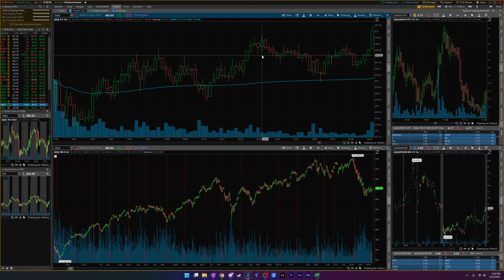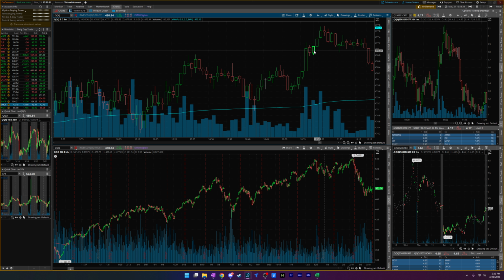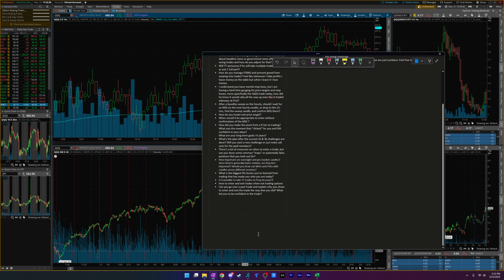If we would have reversed here on options, you would have missed my exit because I said 1.9. I'm saying assuming we reversed, but we ended up actually hitting that exit. So if you're trading the stock, it's a lot easier to get out.